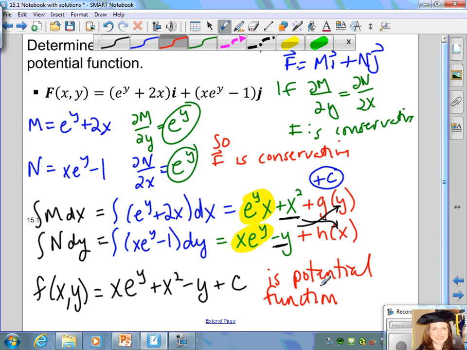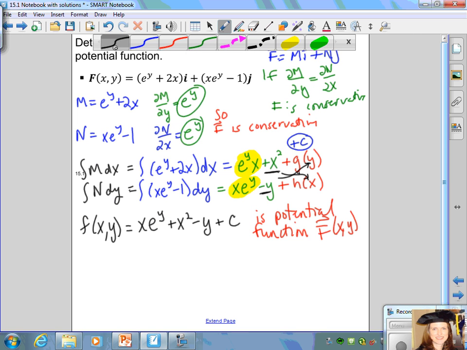The potential function of the vector field F of x, y. And again, what that means when you find the potential function, that means that if you took the gradient of that f of x, y, you would get a vector field, and that vector field would be that F of x, y that we started off with. So we say that this vector field is conservative, and it's conservative because it is the gradient of this potential function f of x, y.